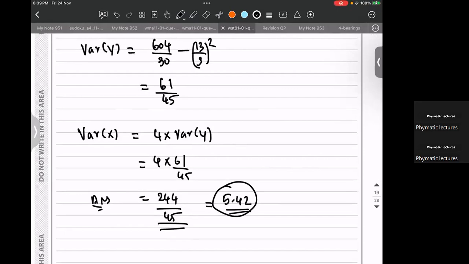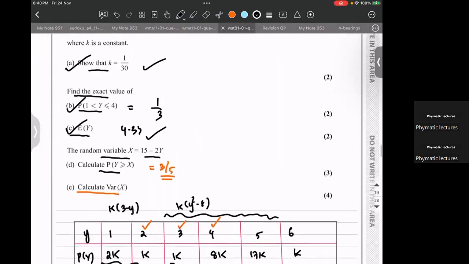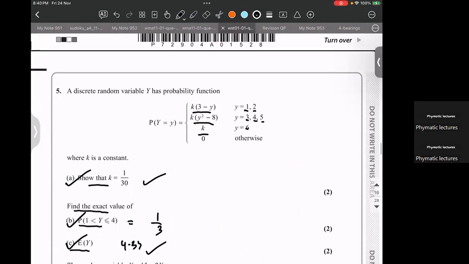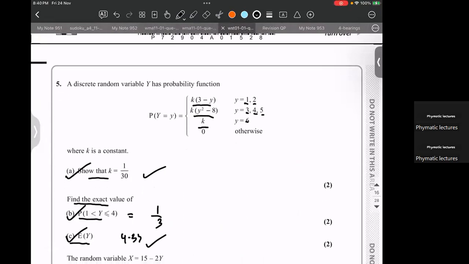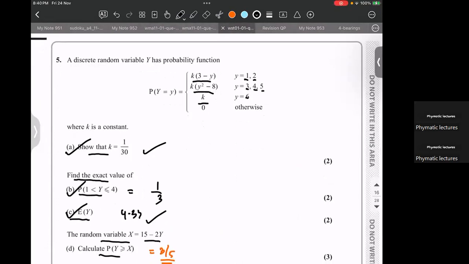So the answer for this is 5.42. In this question, what all things did we discuss? We discussed how to find the mean, how to find the variance, and how to apply the properties of discrete random distribution. If you get a question like this, you can score 100% marks from this.